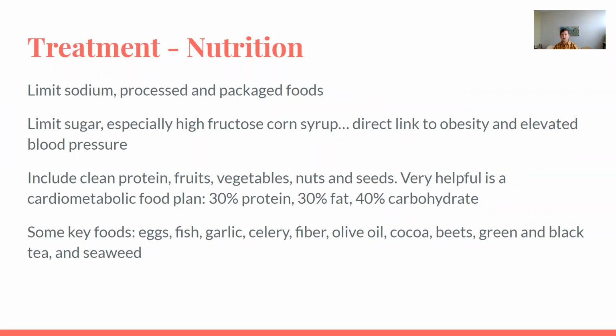Really helpful is a cardiometabolic food plan, and that's based on 30% protein, 30% fat, and 40% carbohydrates. Some of the key foods: eggs, fish, garlic, celery, fiber is very important, olive oil, cocoa, beets, green and black tea, seaweed. All of those things have been shown to help in reducing blood pressure.